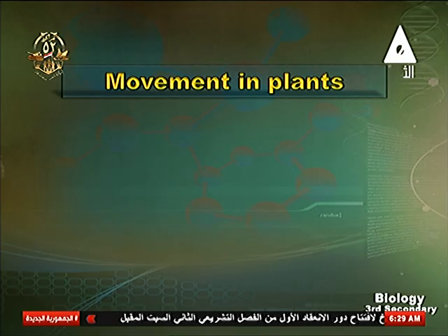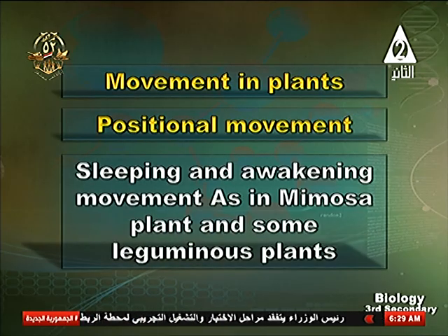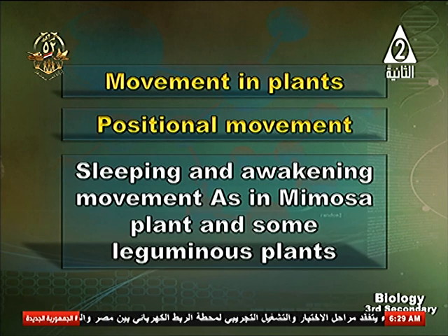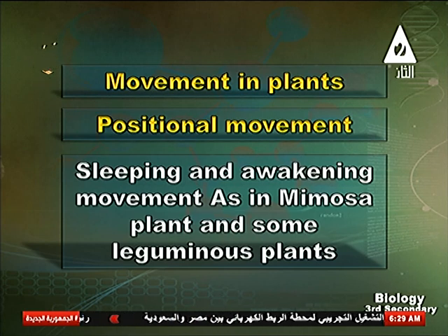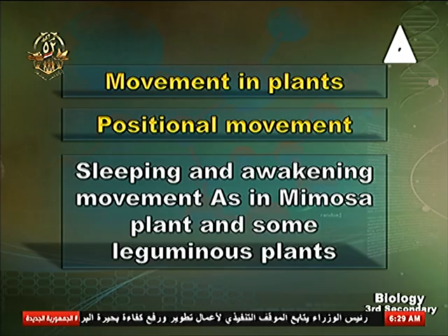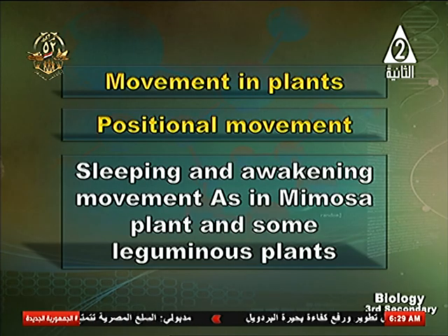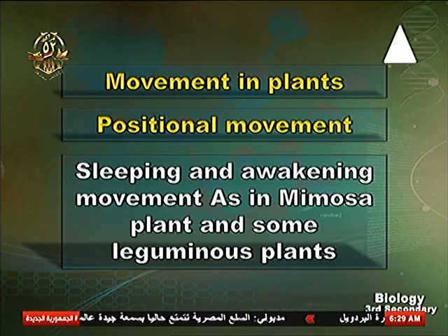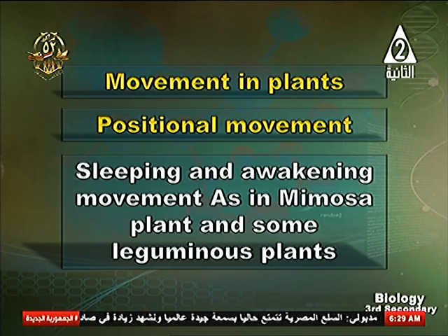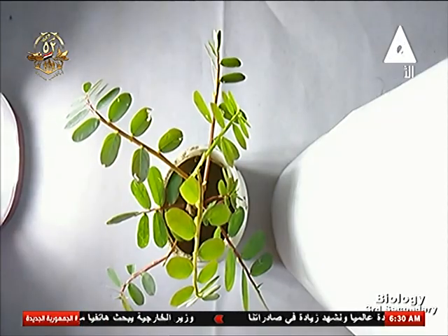The other type of movement in plants, also positional movement, is sleeping and awakening movement in the mimosa plant and some leguminous plants. Okay. You will also see a video explaining sleeping and awakening. Sleeping, like, oh, the plant sleeps; awakening, like, oh, the plant wakes up. It occurs in the mimosa plant, in some leguminous plants, and most plants. Okay, let's see this video, which shows the sleeping and awakening movement.